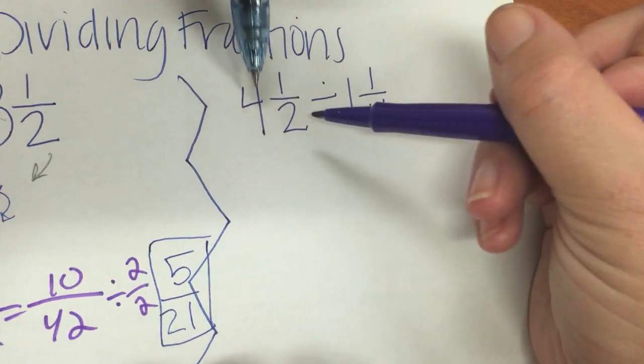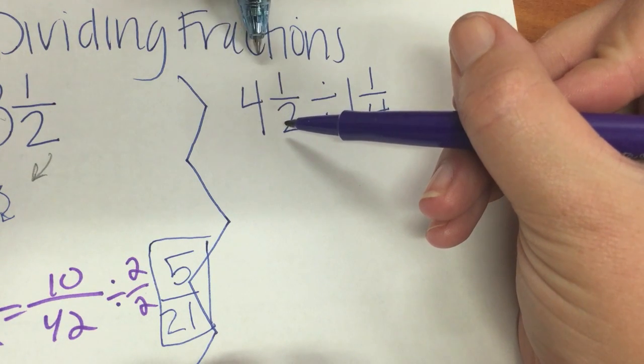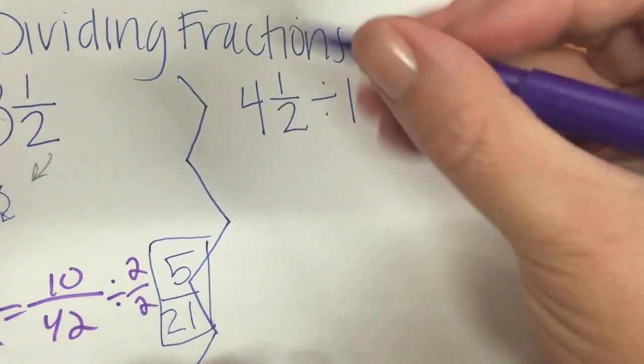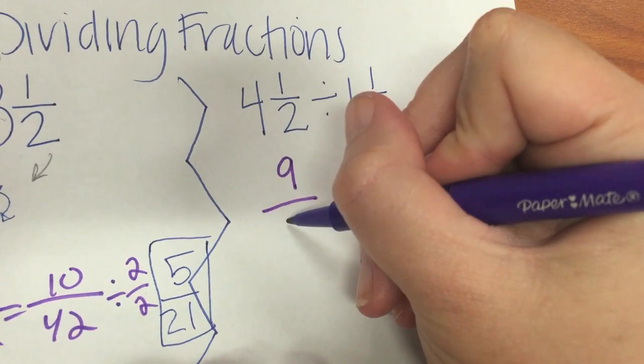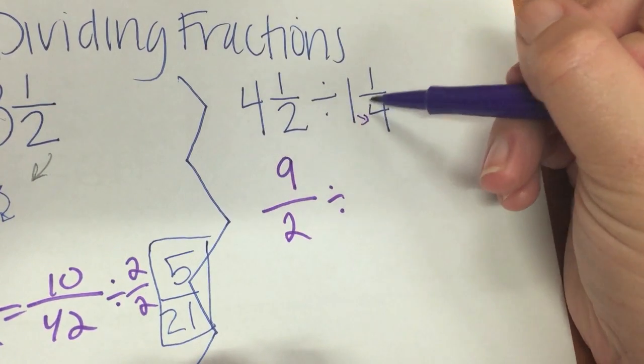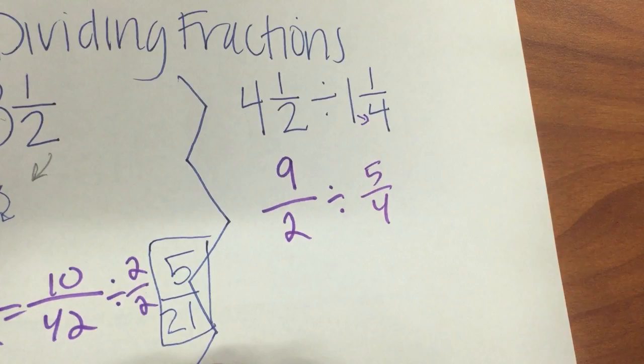So think about it. What do you need to do first? Don't say it, think about it. You're right, you have to change them into improper fractions. 2 times 4 is 8, plus 1 is 9 over 2. The denominator does not change. Then 4 times 1 is 4, plus 1 is 5. The denominator does not change, so it is 5 over 4.